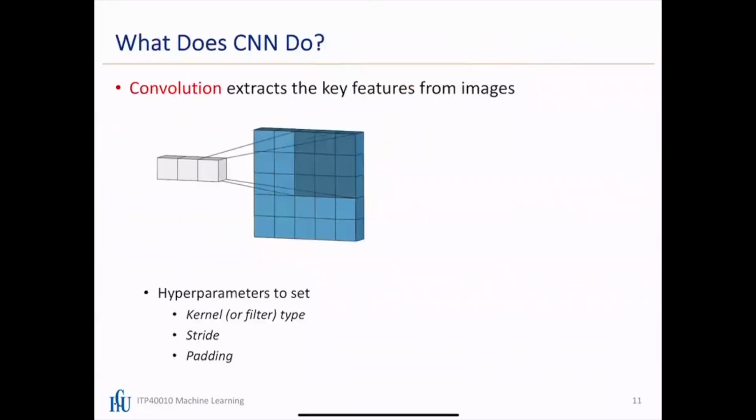Here comes a detailed explanation of convolution. You have been given some image. This is your input image.